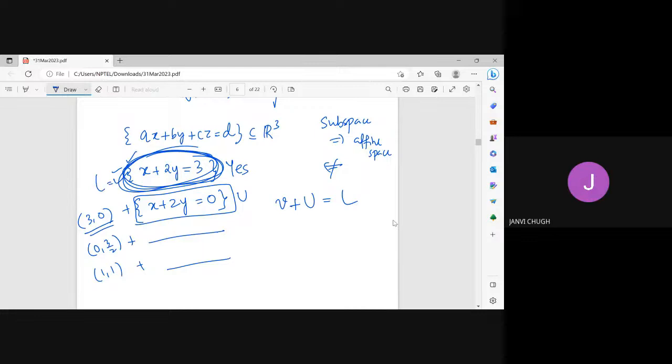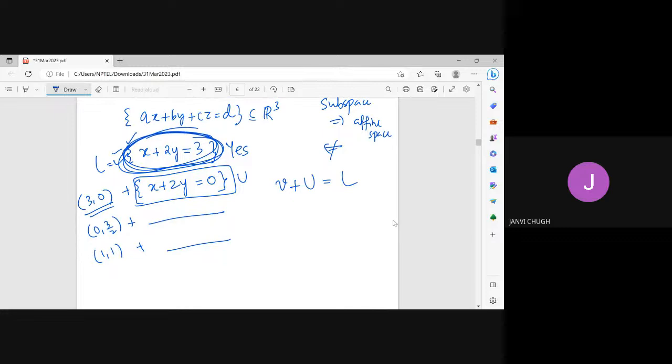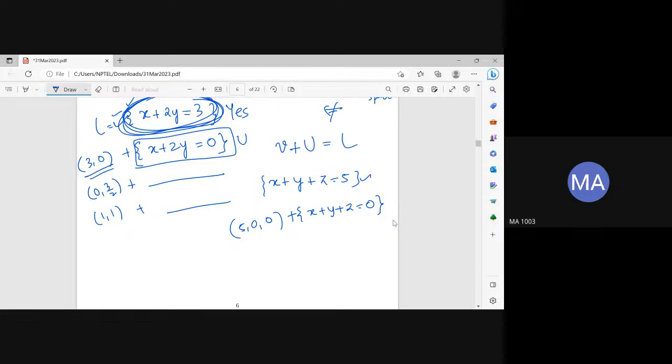Ma'am, if we have x plus y plus z equals 5, then how will we approach it? Same. x plus y plus z is equal to 5. The underlying subspace is x plus y plus z equal to 0, and then you add any point on this plane. That's all. 0, 5, 0 or 0, 0, 5, or 2, 2, 1. Any point on this plane. You add it with the underlying subspace, and you will get this affine space.